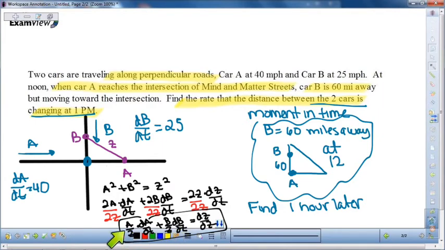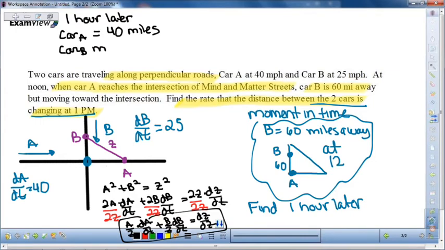So I need a couple of things that I don't have. I need the distance A is 1 hour later. I need the distance Z at that specific moment in time, 1 hour later. And I need the distance B 1 hour later. So 1 hour later, okay, car A, since it started on the intersection at noon and is moving at 40 miles per hour, 1 hour later, car A is 40 miles away, my moment in time.